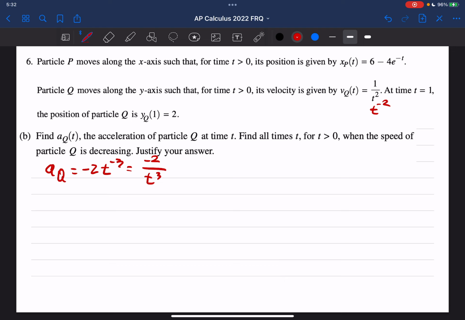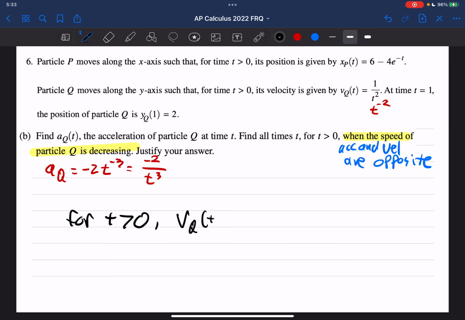Now that's only the first part. When speed is decreasing. Now that happens when acceleration and velocity have opposite signs. So what we have to ask is, all right, for t greater than 0, what do we know about the velocity?